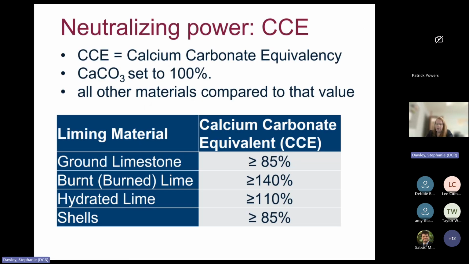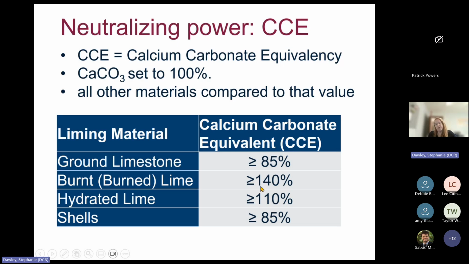Now here's something that can be a little tricky. So we talked about the cation exchange capacity, which is CEC. Now we have the CCE, not to be confused with that, but this is calcium carbonate equivalency, because who doesn't need enough acronyms that are almost exactly the same but mean totally different things in your life? So calcium carbonate is set to 100, and all other materials are compared to that value. So if we are comparing calcium carbonate to ground limestone, you're going to see about 85% of that CCE. Burnt or burned limestone, 140%.